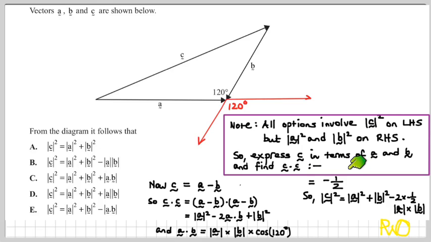So what do I get? I get c squared is a squared plus b squared minus 2a dot b, minus 2 times magnitude of a times magnitude of b times minus a half. Got it? Good. So that comes to magnitude of a squared plus magnitude of b squared plus magnitude of a times magnitude of b, and hopefully that's there. And I think it is there. It's option D. It's option D for you and me. Fills us with glee, yippee.